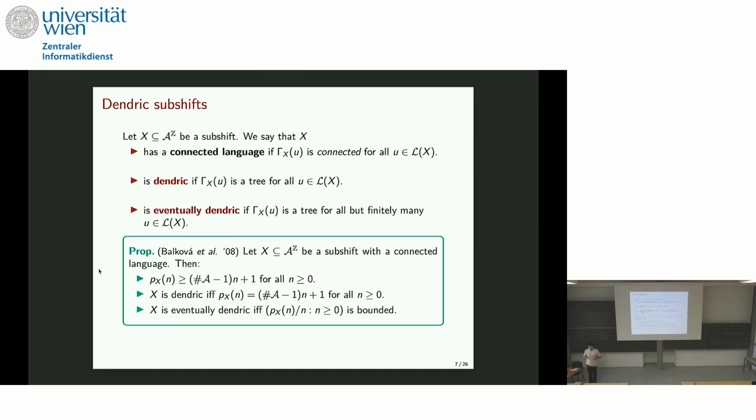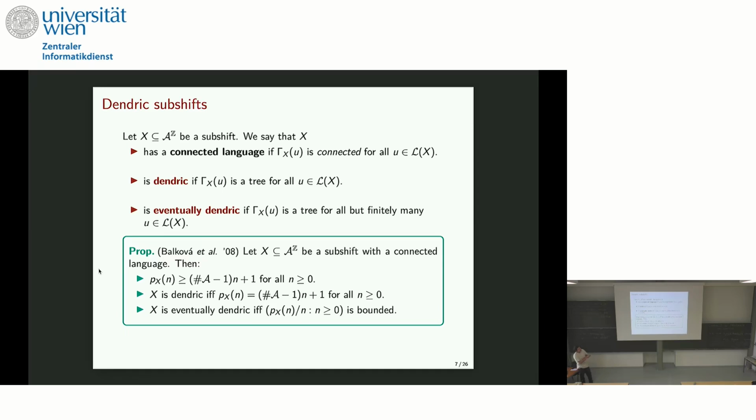Okay, so before continuing, I need some definitions. A subshift X is said to have a connected language if every extension graph is connected. And more importantly, it is dendric if all these extension graphs are trees, so connected and acyclic. And finally, it's also important to consider eventual dendricity. Here, what we want is that extension graphs are trees, but we admit finitely many exceptions.